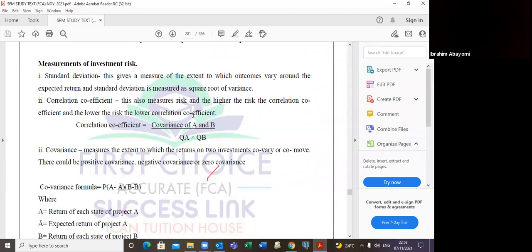You can abbreviate it too. It's not necessary that you write it long like this. I told you this one is small letter r, AB. Small letter r, AB is equal to COV, AB, over the standard deviation of A times the standard deviation of B. That's what gives you correlation.